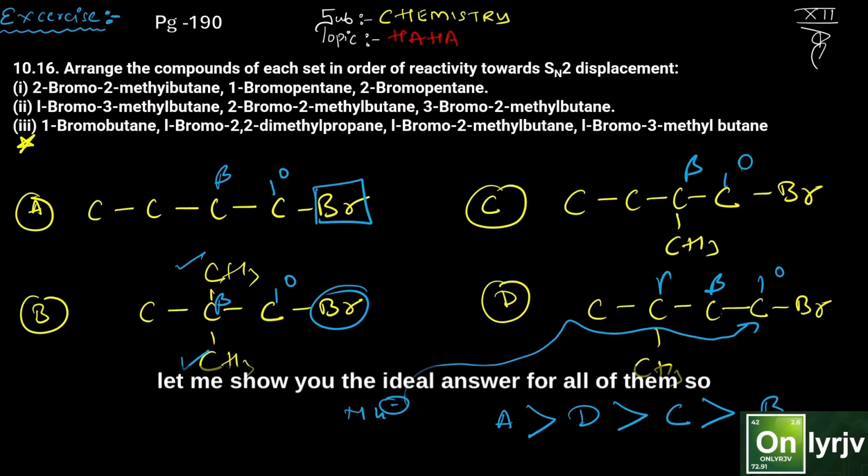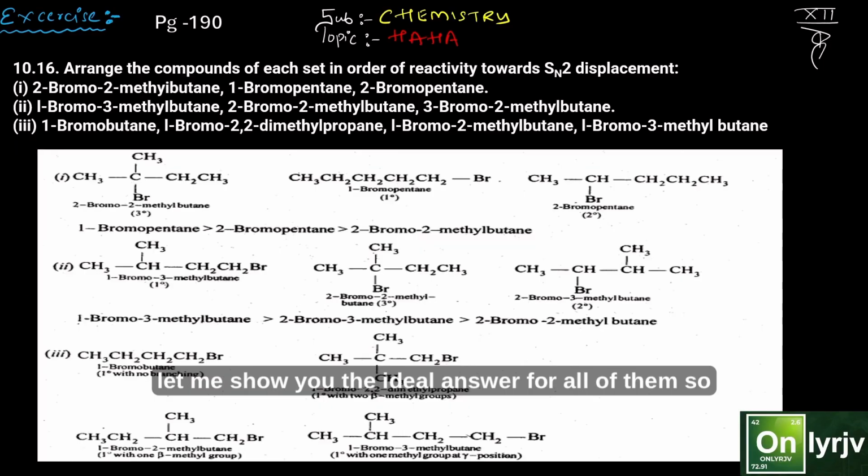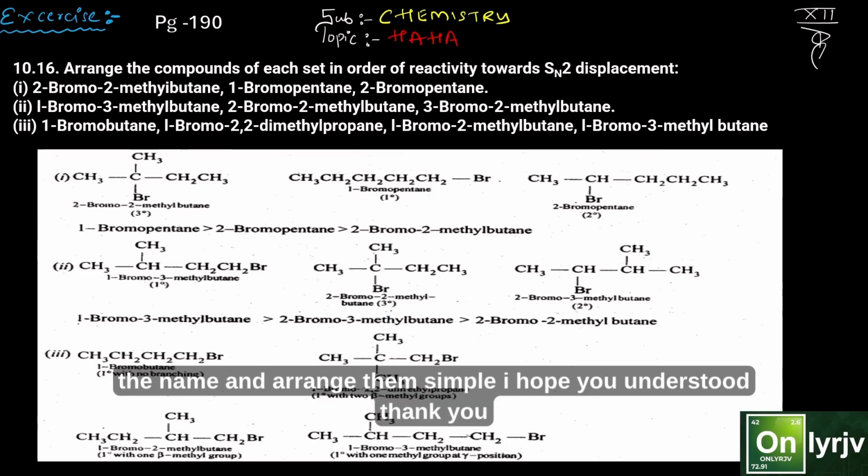So I hope you understood this. Let me show you the ideal answer for all of them. So you are supposed to do this first in the exam. First draw the structure of all, write their names, find out the degree, and then write the names as an order. So this is the ideal way you are supposed to do. I have given you the concept, how you will apply it and how you will be able to get the answer. Then this part is just to draw the structure, write the name and arrange them. Simple. I hope you understood.